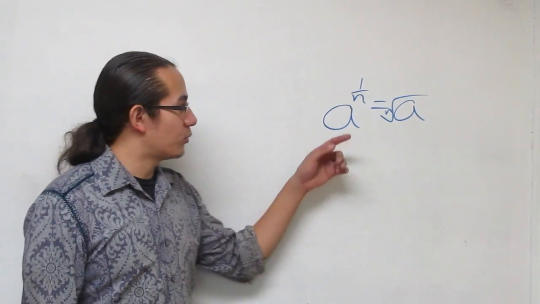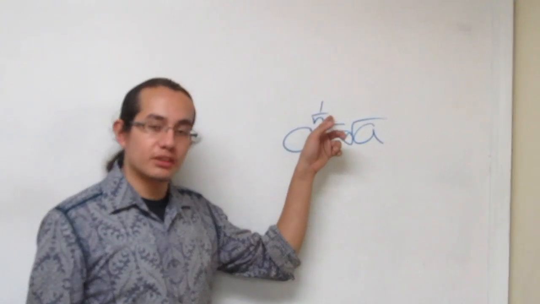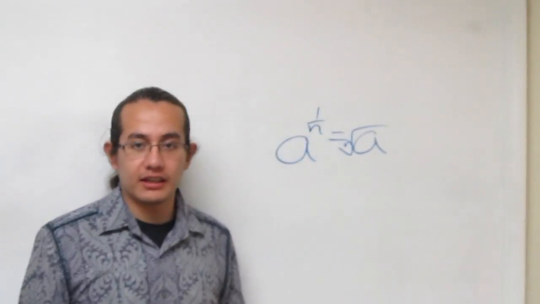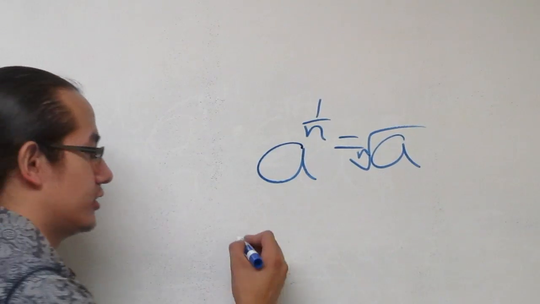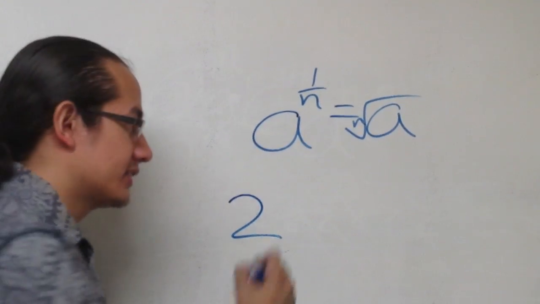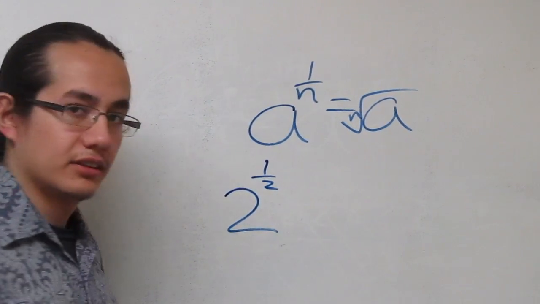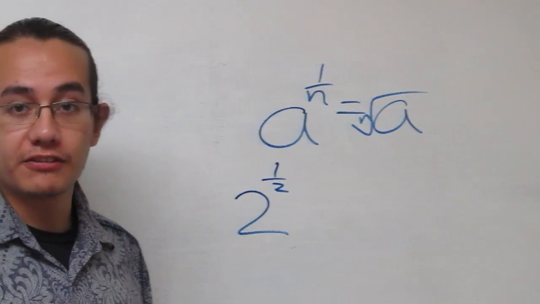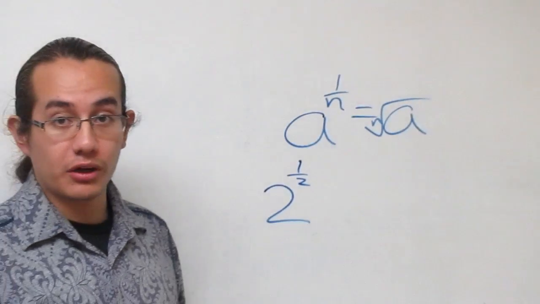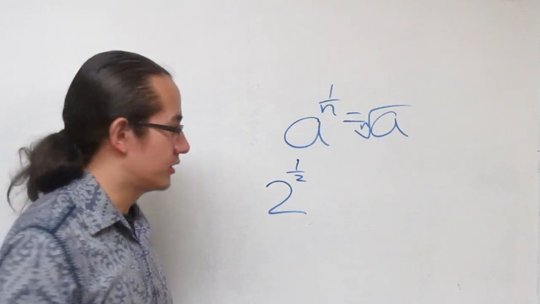So now we're going to talk about why raising something to the 1 over something gives us the nth root of that. Let's say you have 2, and you raise it to the 1/2 power. Now, what does that mean? If you know math, you understand that that means the square root of 2. But why does it mean the square root of 2?